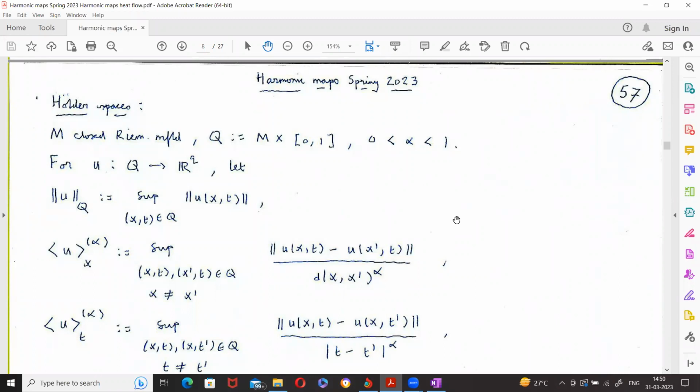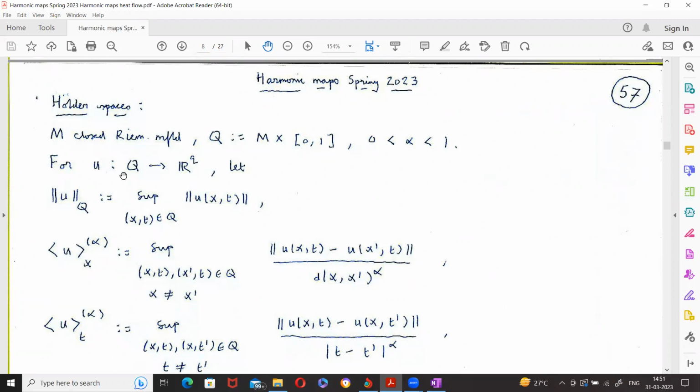So boundedness in C2 alpha, that's what we're going to show eventually for solutions of the heat equation, this nonlinear PDE, or for the harmonic maps heat flow. That will imply pre-compactness in C2 norms. So you'll get a subsequence which converges in C2. Okay. All right. So let me get to the definition.